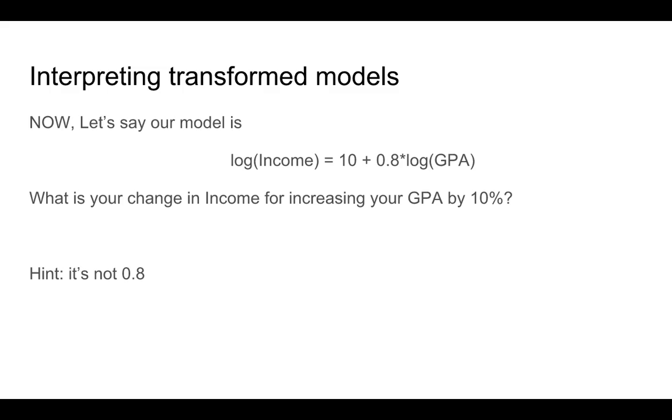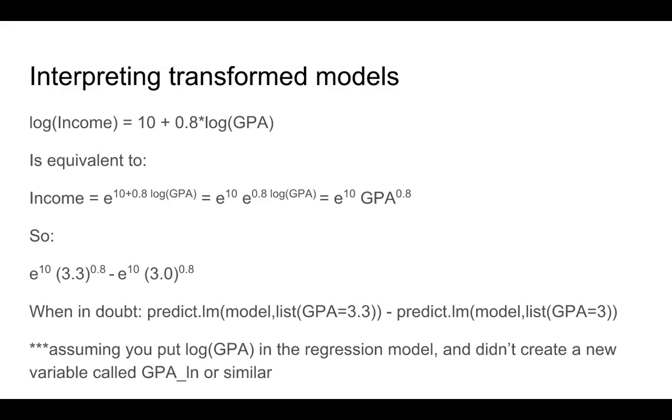It's not 0.8. This isn't simple again. And in fact, we have to do 2 changes. All right, so we exponentiate y, so we get e to our model. But inside our model, we have a log, so we can split up the addition, take out the exponent, and then e and the log cancel. So we get e to the 10 times your GPA to the power of 0.8. Then to get the 10% change, which is from 3 to 3.3, or from 2 to 2.2, right? You take e to the 10, 3.3 times 0.8, minus e to the 10, 3.0 times 0.8, or 3 to the power of 0.8.